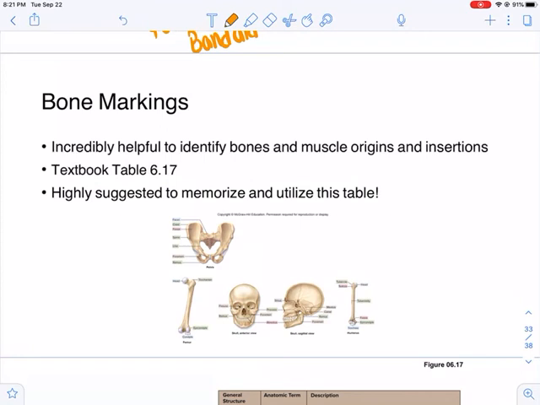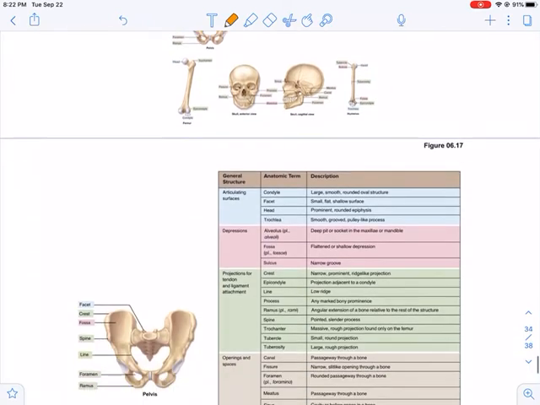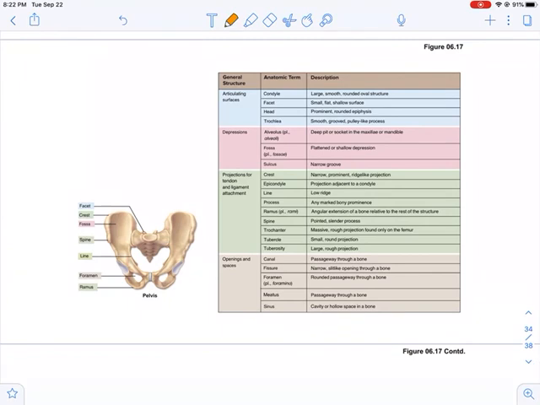Bone markings are, I think, one of the harder things to learn about the bones, and so chapter 6 just kind of introduces them. And there's a really great table, and I have it down below as well, table 6.17 in your book. It's a really good introduction, and it helps you look at the definitions before we get into the next chapter. Chapter 7 has a few, but chapter 8 really gets into specific bone markings.